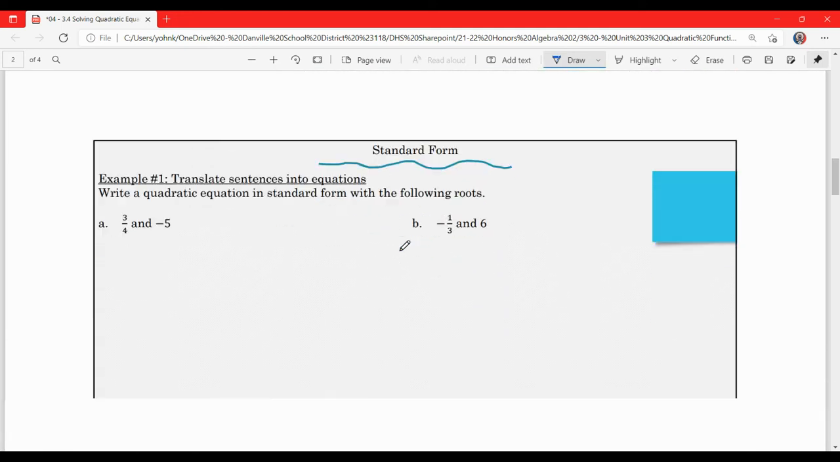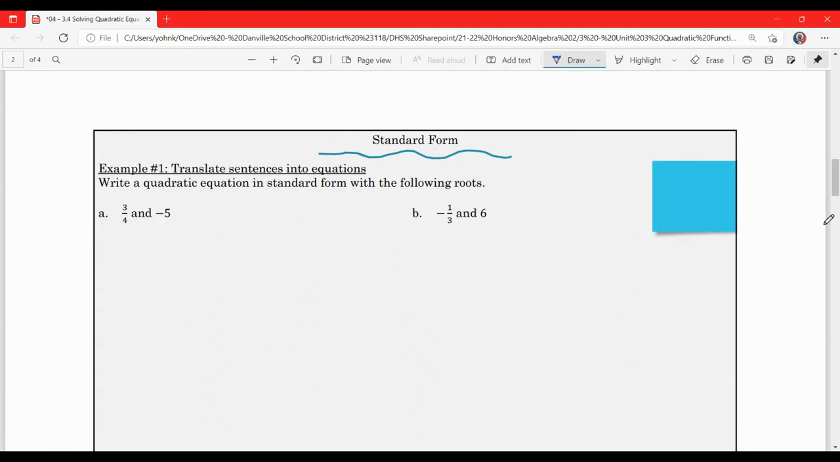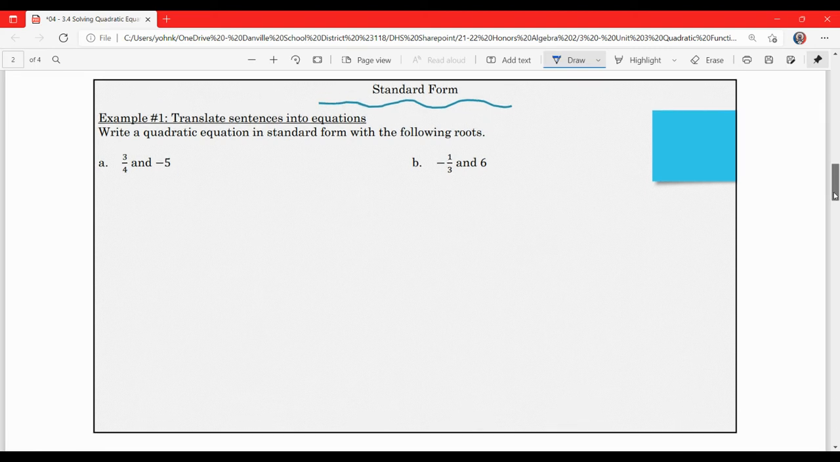Okay, so let's take a look at how you can go backwards. So basically, I'm going to give you the zero of a function, and we're going to write what the equation is. So if this were something from section, say, 3.2, we would have a parabola that is crossing at -5 over here, and a parabola that is crossing like at 3/4 over here. So it's either opening up or it's opening down. The point is these are the roots. So I need to figure out what the f of x equation is that started it all off.